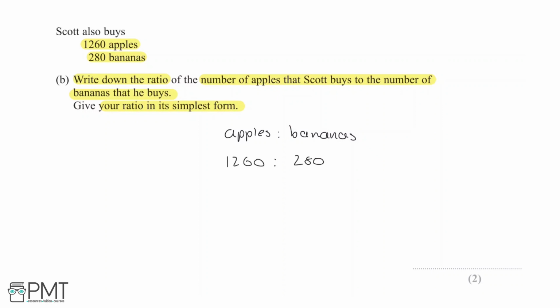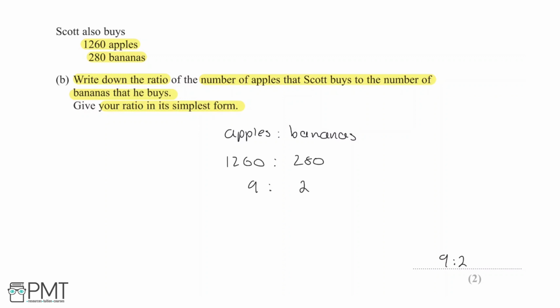The first thing to do is go into your calculator and type 1260, the fraction symbol, 280, like that. This gives you a fraction 9 over 2, which means the simplest form of this ratio is 9 to 2, like that. Now this part is worth 2 marks.